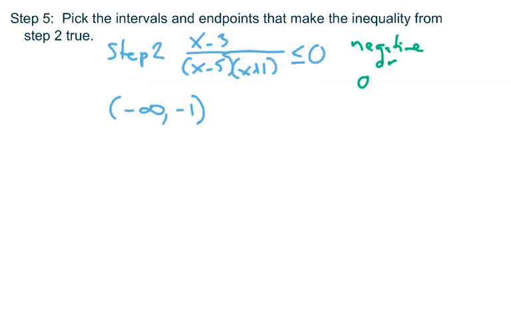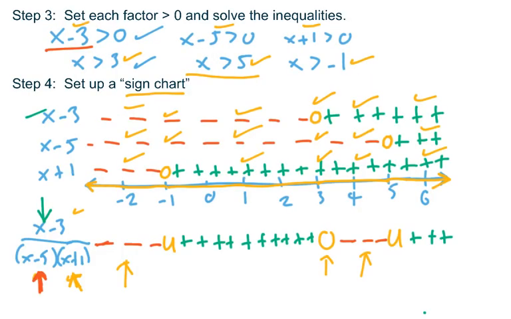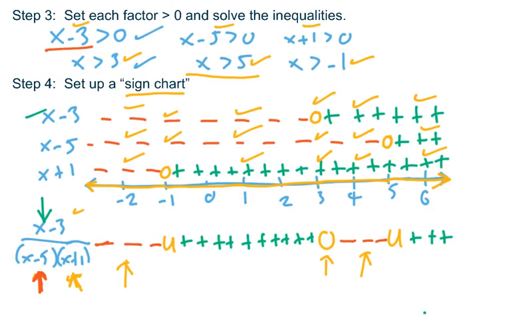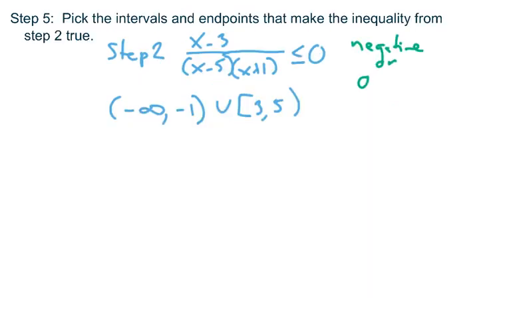Now, separate and apart from that, you have negative numbers again between 3 and 5. So we're going to put a little union symbol. And we get 0 at 3. So 3 is a good place. We do want to include the 3 because that gives me the 0. But not the 5 because the 5 gives me a value that's undefined. Negative infinity to negative 1, 3 to 5, include the 3, don't include the 5.